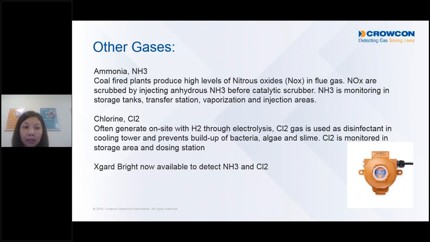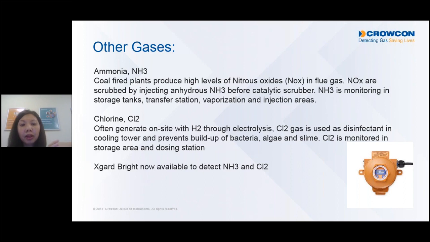Right, so in addition to ammonia gas, you also have chlorine gas dosing, which is very common in cooling towers. So cooling towers are big, round towers with steam coming up most of the time, and it helps to cool down the water before it's fed into the boiler again.